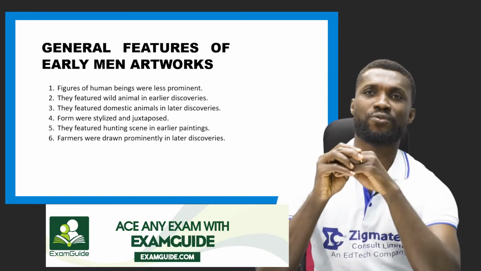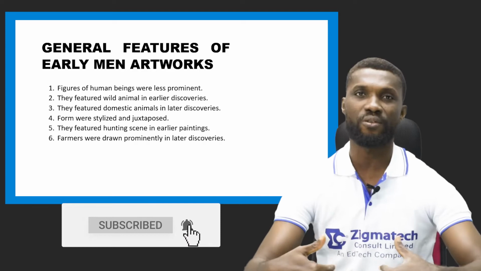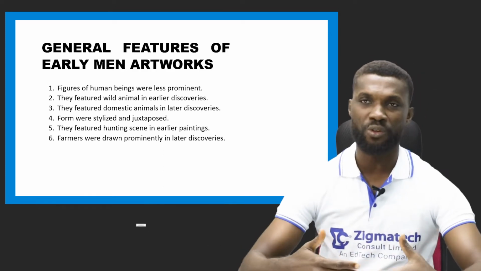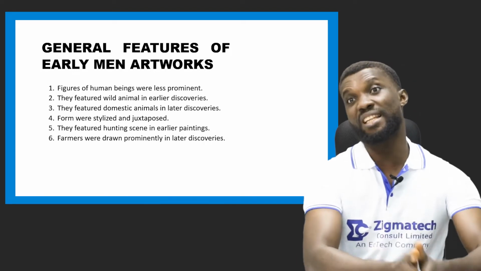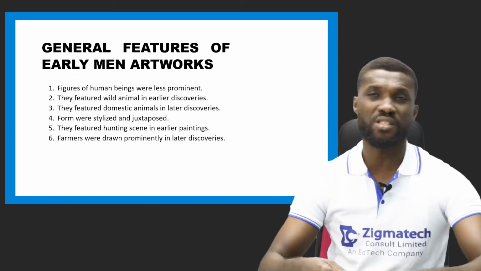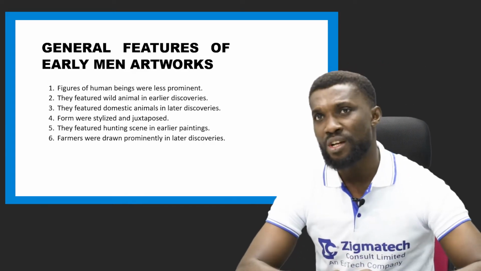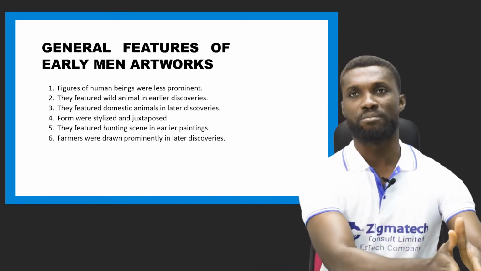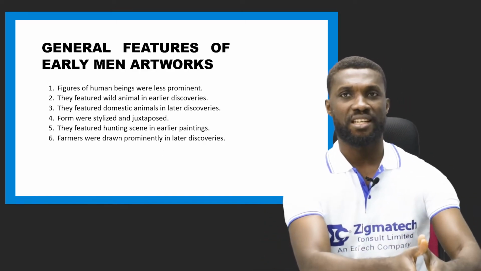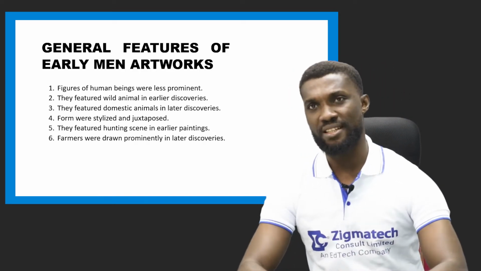Now, the third thing featured in their painting is that they featured domestic animals in later discovery. As time goes on, they started featuring what? Domestic animals. Based on what I explained, they started featuring domestic animals in the Mesolithic era, which is the second period. From where they graduated from the Paleolithic down to the Mesolithic, which started featuring domestic animals, now into the Neolithic.